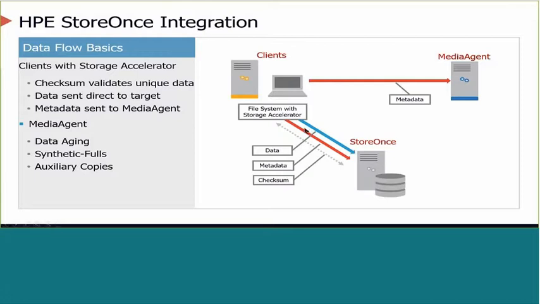Now, we do still want the media agent and Commvault to maintain control and awareness of all the activities, so the catalog information is sent over to the media agent for safekeeping and reference. Particularly during data aging, we can flag which jobs are eligible to be aged. We let the Catalyst or the StoreOnce know that these jobs are now aged, and it'll perform its housekeeping process.